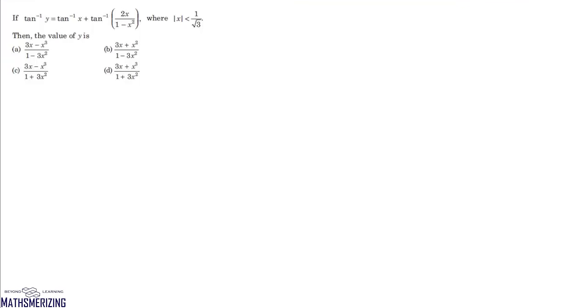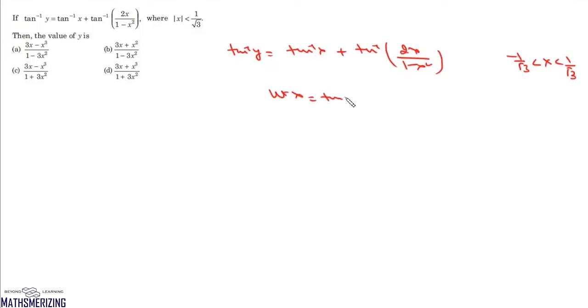Now here the question is, if tan inverse y equals tan inverse x plus tan inverse of 2x upon 1 minus x square, where mod x is less than 1 by root 3, then the value of y is. Now what we can do is we can write this as tan inverse y equals tan inverse x plus tan inverse of 2x upon 1 minus x square when x lies between minus 1 by root 3 and plus 1 by root 3. Now we'll put x as tan theta.